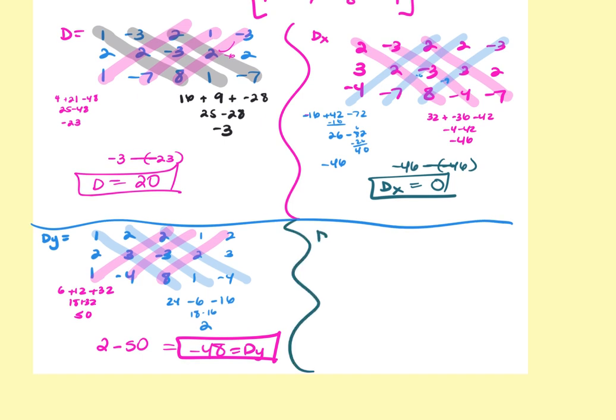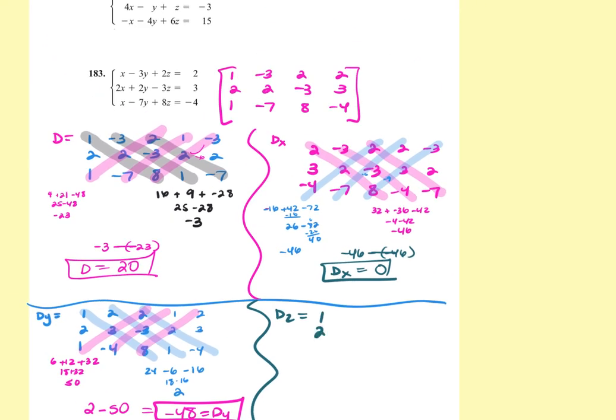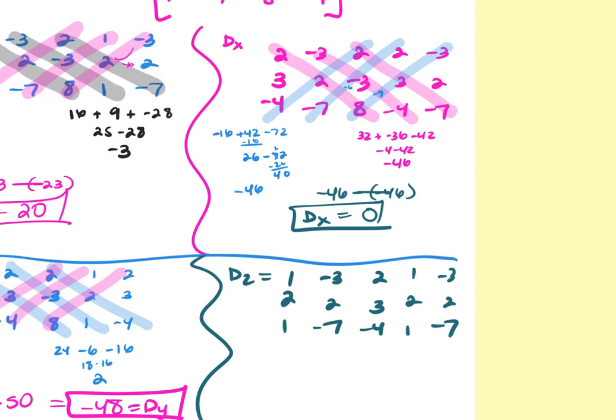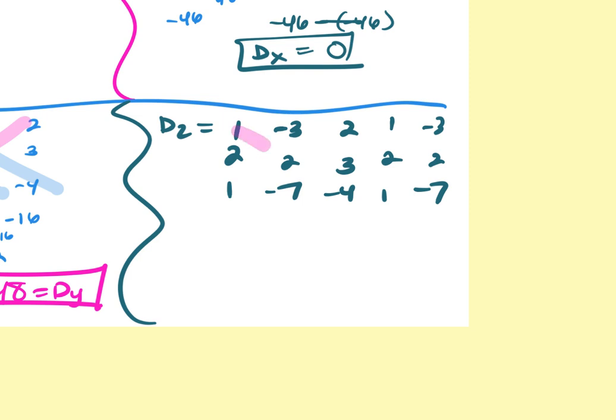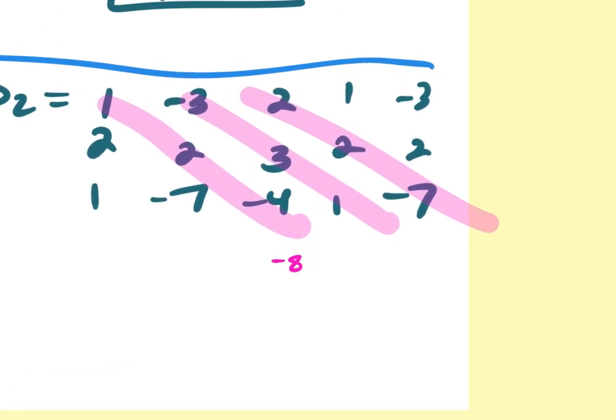All right, then d of z. Okay, d of z, we take out the z's, we replace them with the constants. So the x's and the y columns stay. The z column gets replaced with the constants. Duplicate the first two columns. Multiply down your diagonals. 1 times 2 times negative 4, negative 8. Negative 3 times negative 3 times 1 is negative 9. 4 times negative 7, negative 28. So negative 17 minus 28, negative 45.